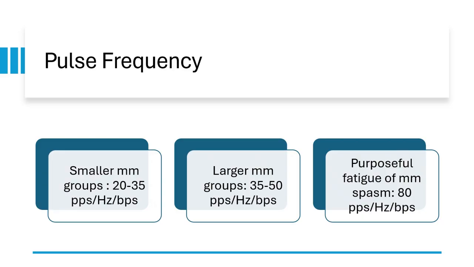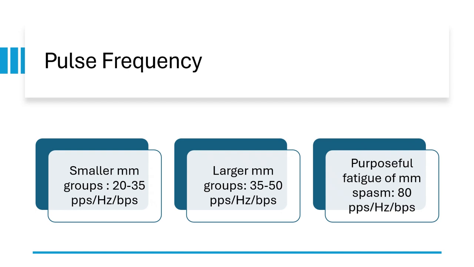Pulse frequency, so for smaller muscle groups, you'll want it to be 20 to 35 pulses per second. Larger muscle groups, you want it to be 35 to 50 pulses per second. And for any purposeful fatigue or muscle spasms, you'll want 80 pulses per second.